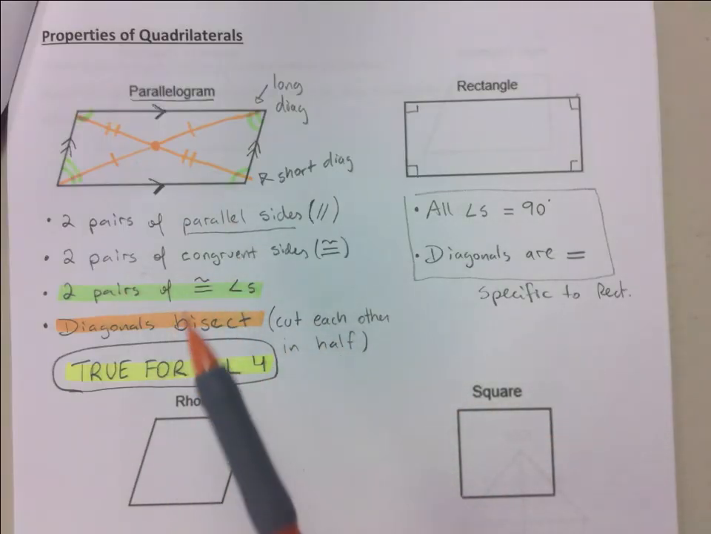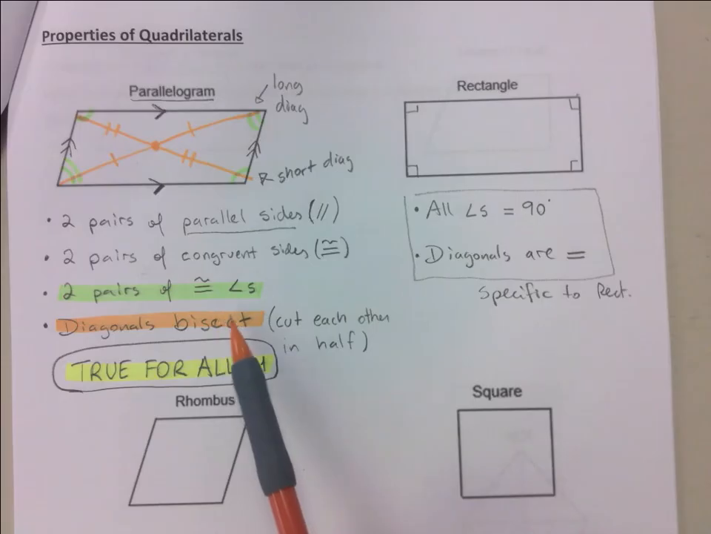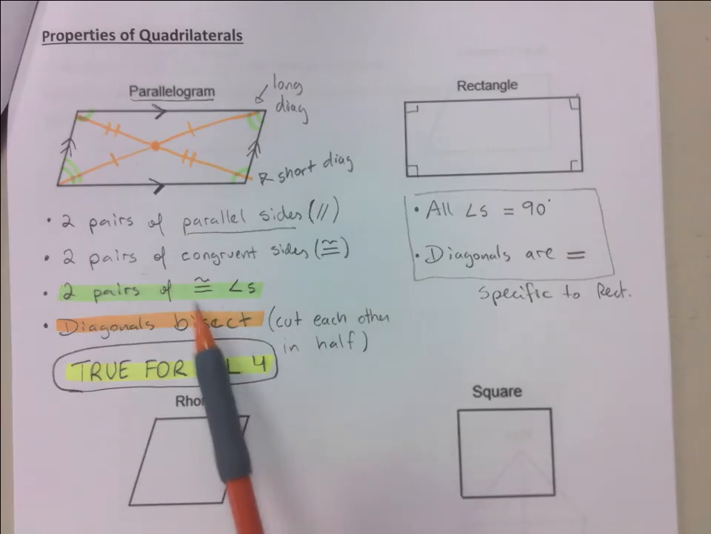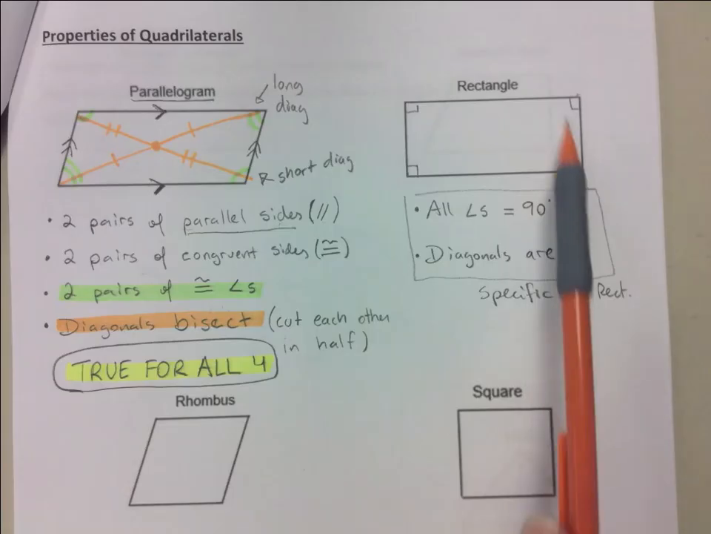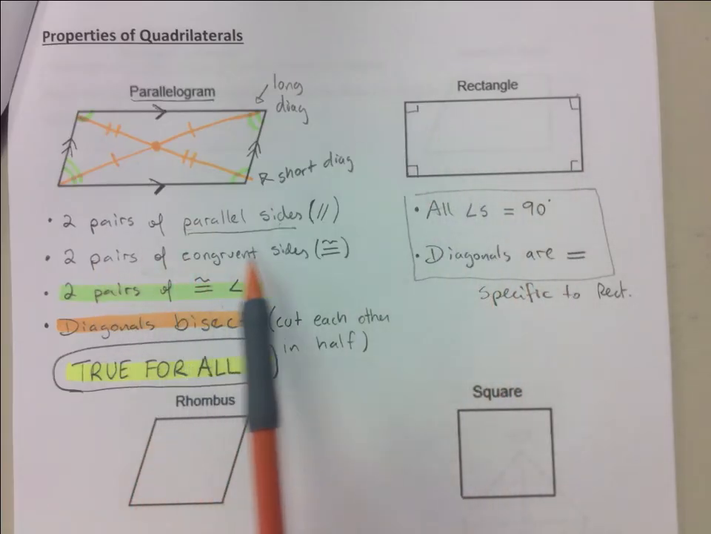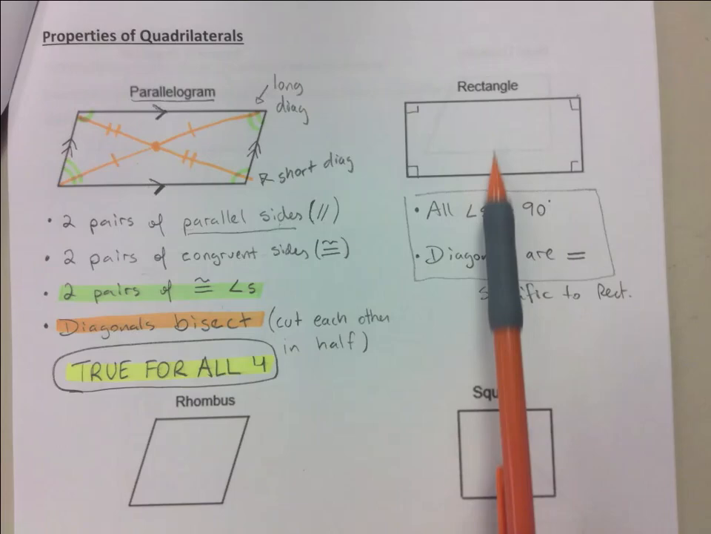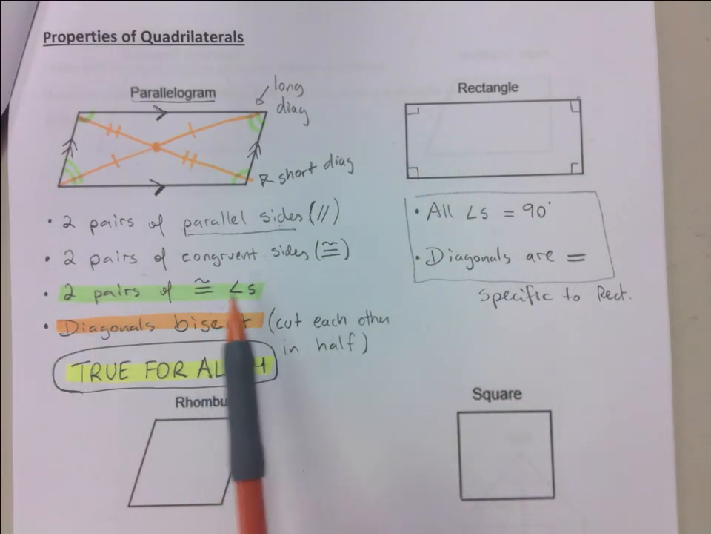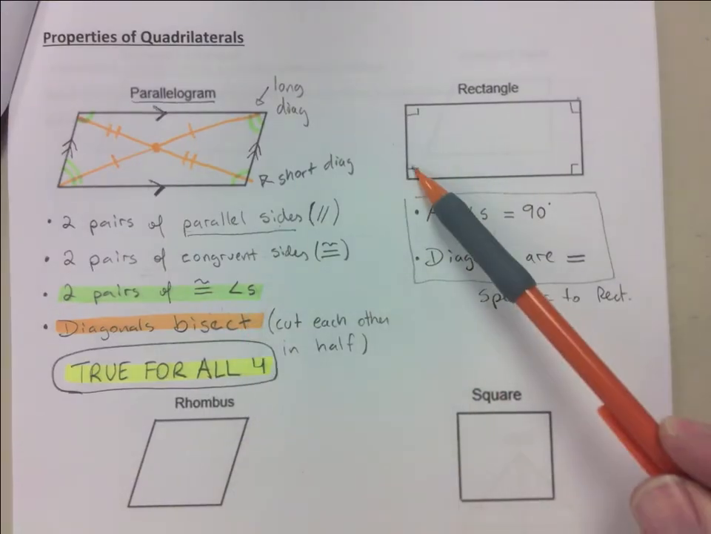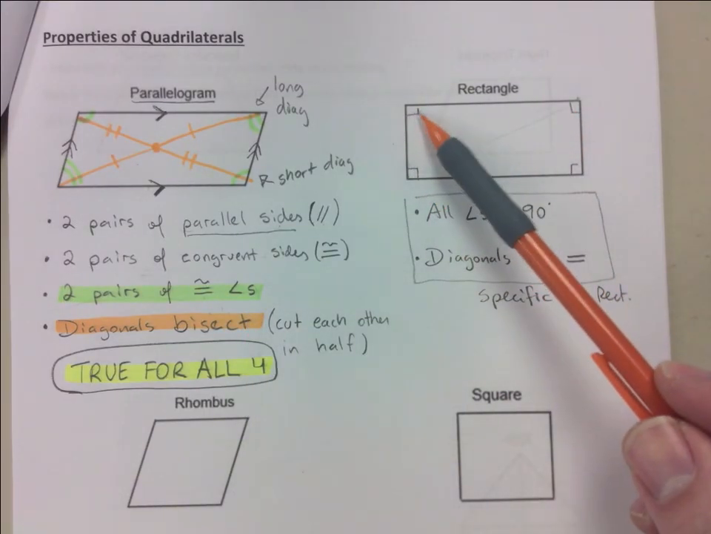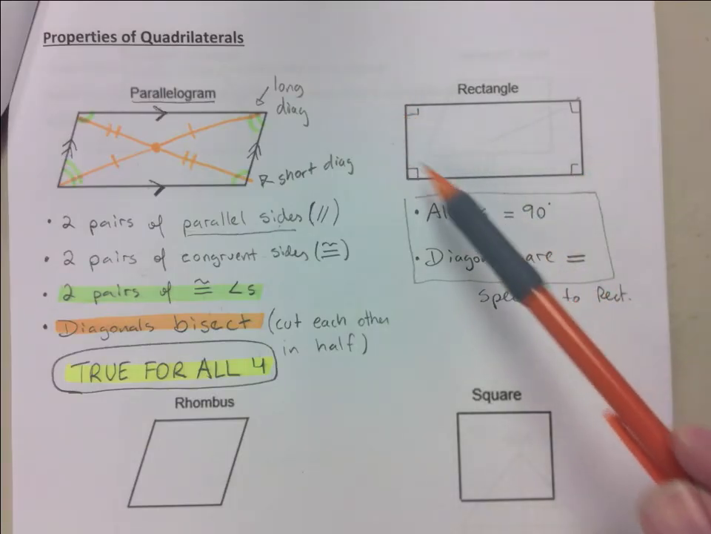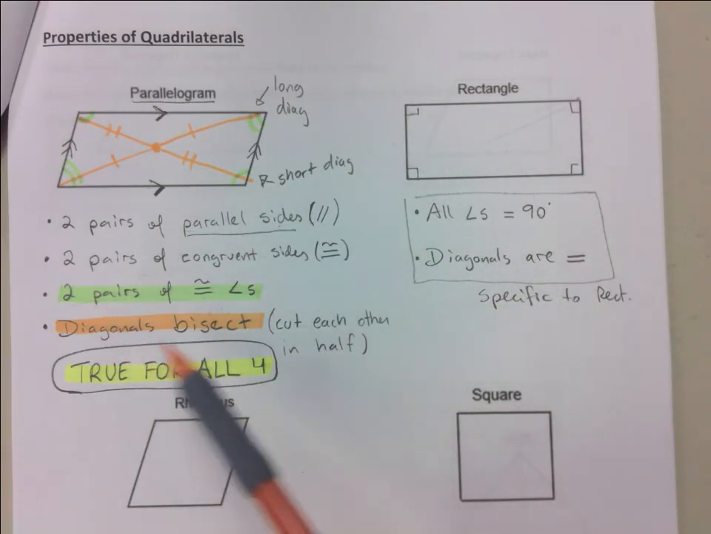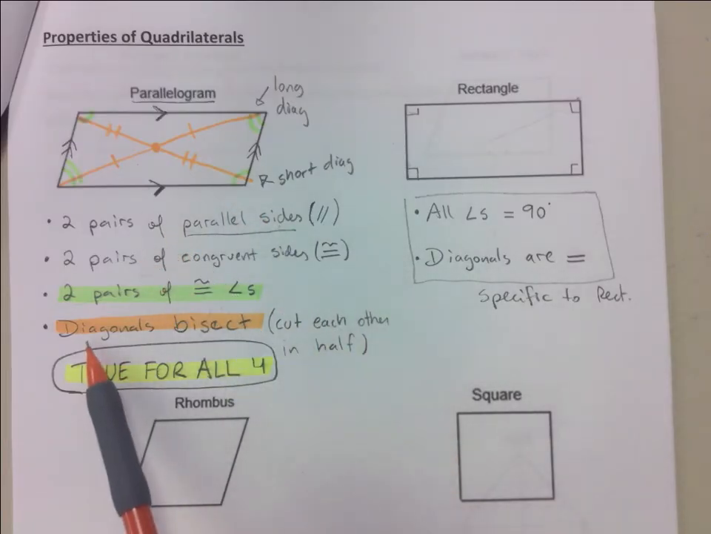So all of these are true. Mr. Jackson, you're saying that all of these are still true? Yes. Do you have two pairs of parallel sides here? Yes, you do. Two pairs of congruent sides? Yes, you do. These are the same. These are the same. You have two pairs of equal angles? Yes, these are the same, right? So are these two. They happen to all be the same, but this is still true about them. Diagonals bisect? You bet, right?